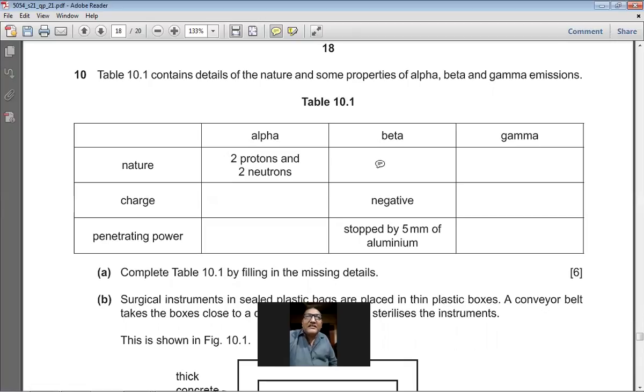Beta particles, it is like an electron. You write here electron, its charge is negative. It is stopped by 5 millimeters of aluminum foil.